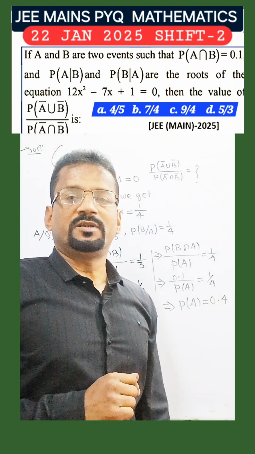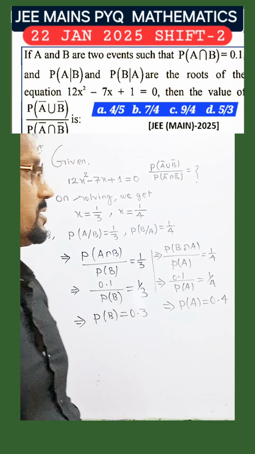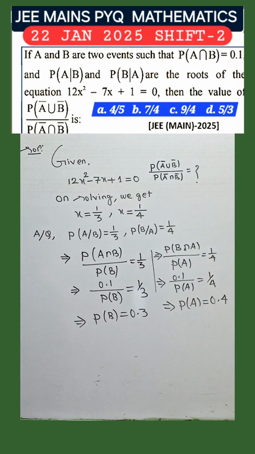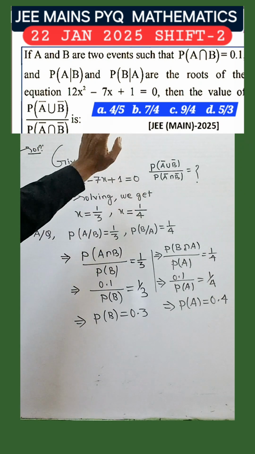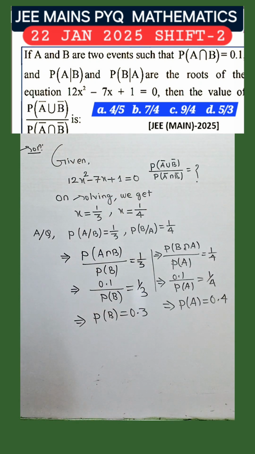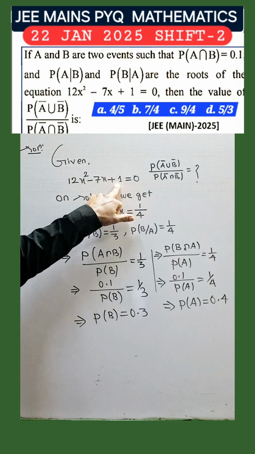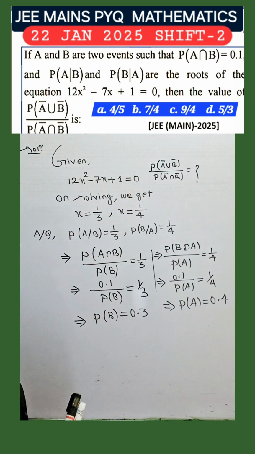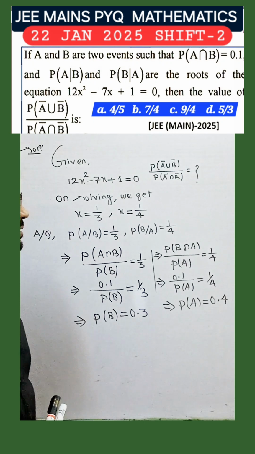It's a question of JEE Main 2025 related to the topic of probability. In this question, it is given that the conditional probability of A with respect to B, that is P(A|B), and P(B|A), that is the conditional probability of B with respect to A, are the roots of the quadratic equation. I have written this quadratic equation here. Then the probability of A intersection B is also given to you as 0.1.